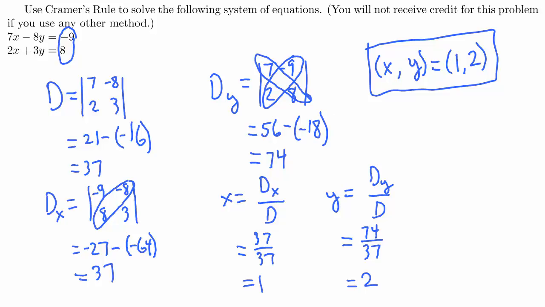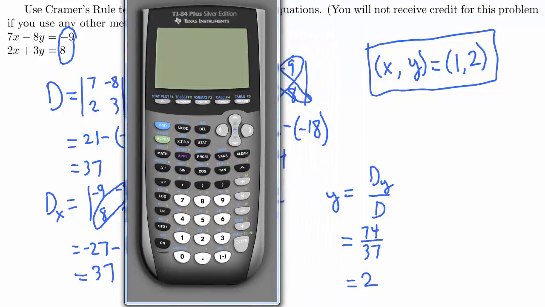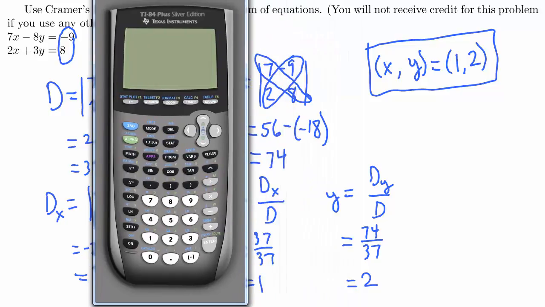Now, you have to do this by hand, but you can use your calculator to check your answer. What I mean by that is you won't be doing Cramer's rule on the calculator. It just doesn't happen. So instead, you're going to go into Matrix, go into Edit, and since it's a 2 by 3, my apologies, 2 by 3, enter. Type in the matrix over here. So that's 7, negative 8, negative 9, 2, 3, 8. And then quit to the home screen.